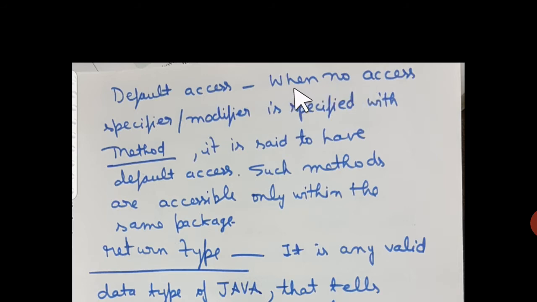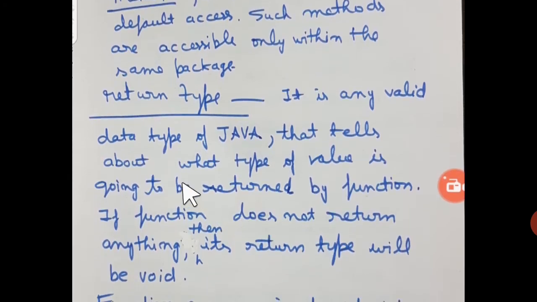When no access specifier or modifier is specified with the method, it is said to have default access. Such methods are accessible only within the same package. Yes, only within the same package. Remember this line. Now students, after that, return type.